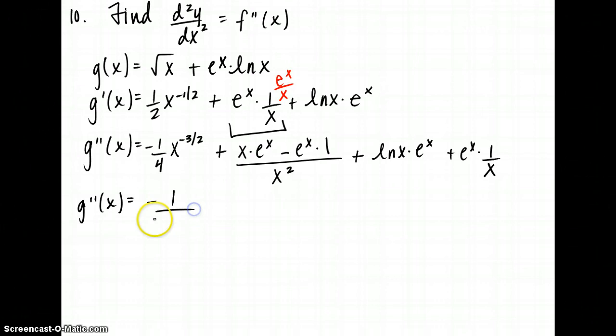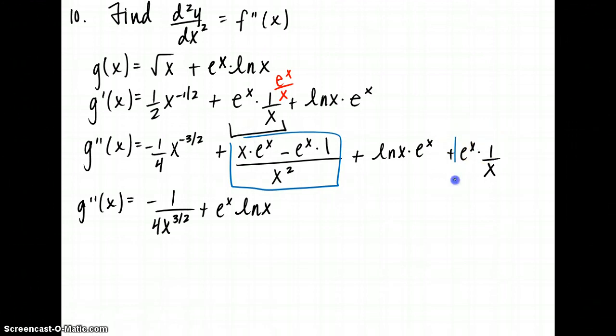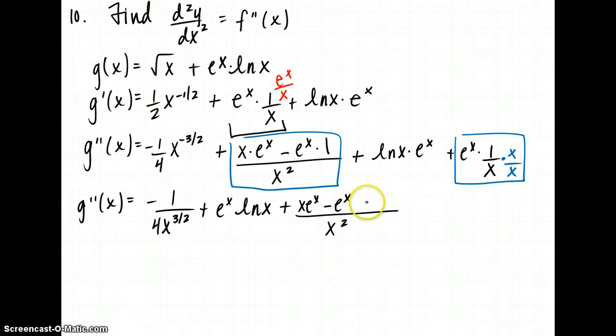Okay, so simplify positive exponents. Next, I'm going to write the e to the x times the ln of x. And now let's just look at these two functions, because we can very simply get a common denominator. So common denominator of x squared, I would have x e to the x minus e to the x plus x e to the x. So this one stays as is.